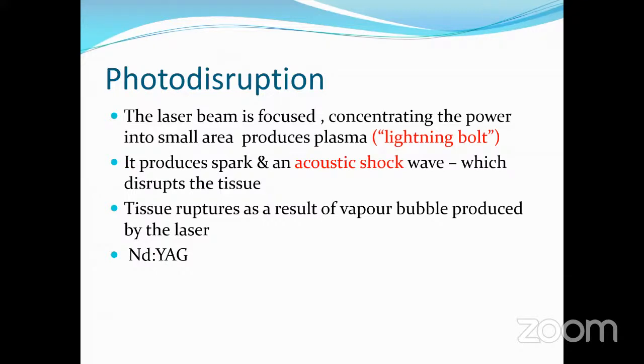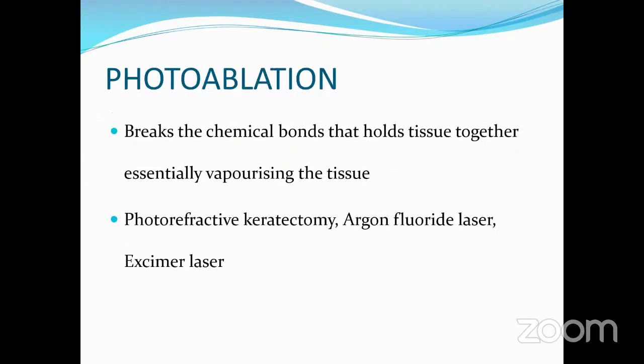We do it in an iridotomy, where you put a hole in the peripheral iris so that aqueous can pass through. Then photoablation. Photoablation breaks the chemical bonds of tissue, essentially vaporizing the tissue. This is basically seen in refractive surgeries like LASIK, photorefractive keratectomy, etc. So that is called photoablation.